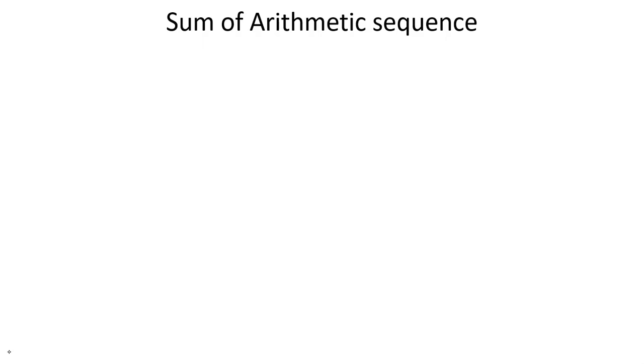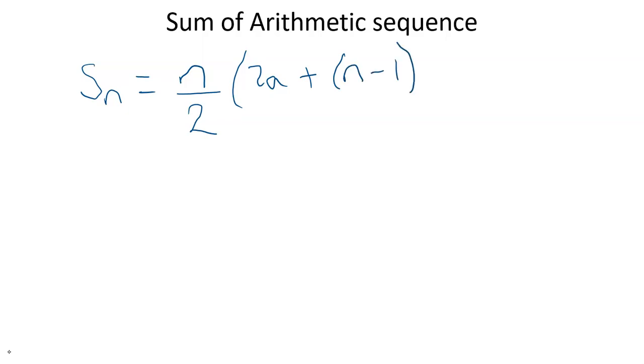So what is the sum of an arithmetic sequence? Well, it is Sn, that's the sum, having added up all the numbers in a sequence, is the number of items in that sequence over 2, times 2 lots of the first term plus the number of terms you're adding up minus 1 times d, which is the common difference or the term-to-term rule.